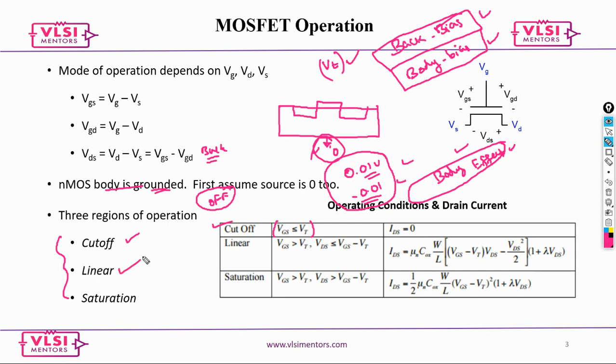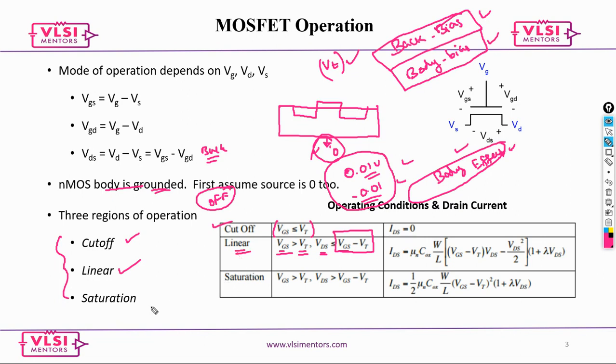And the next one is basically linear. When you say linear, your gate voltage is greater than your threshold voltage, but your drain voltage is lesser than this particular condition. So VDS is less than or equal to VGS minus VT. If this condition is satisfied, then it is called linear.